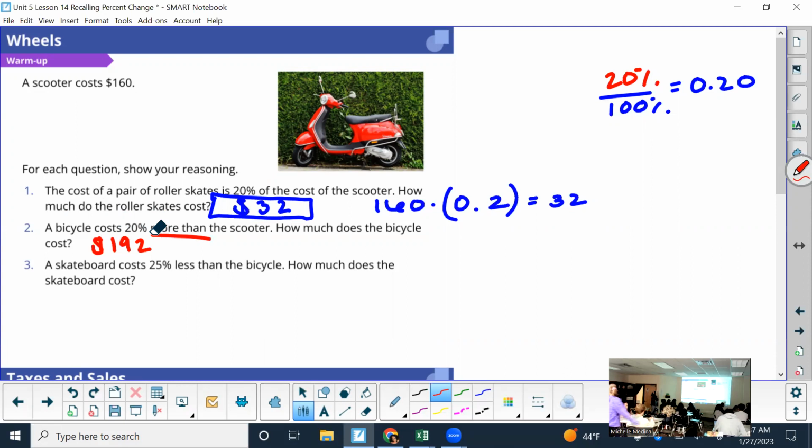So we know what 20% of the scooter is. What is 20% of the scooter? More than tells us to do what? And we're adding it to the cost of the scooter, which is 100%. Add that together, and that's how we get the 192. Questions there?